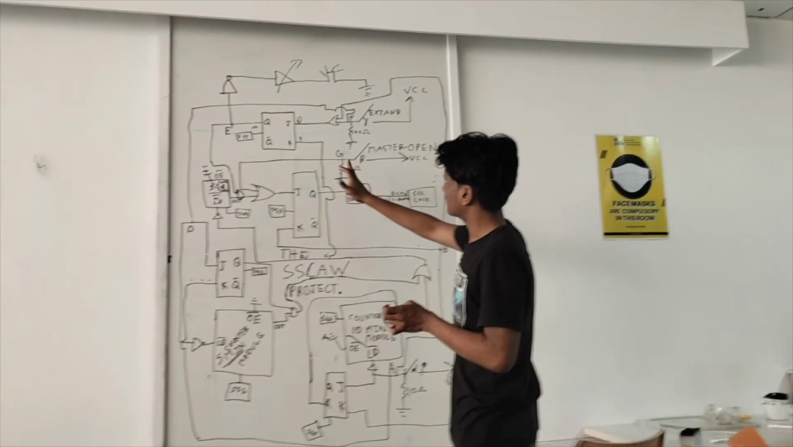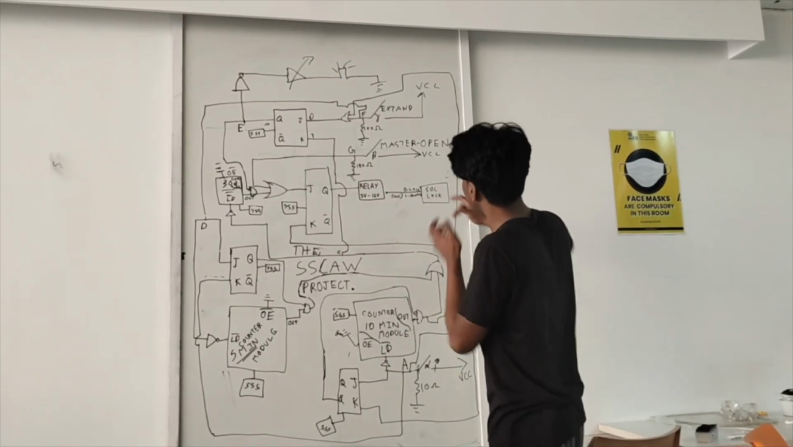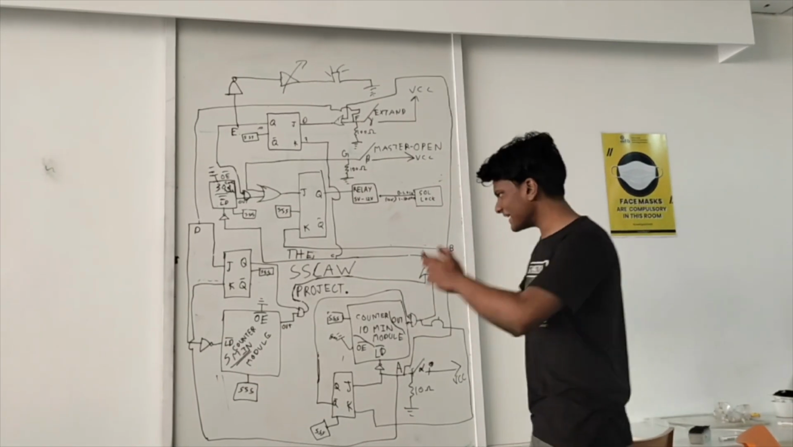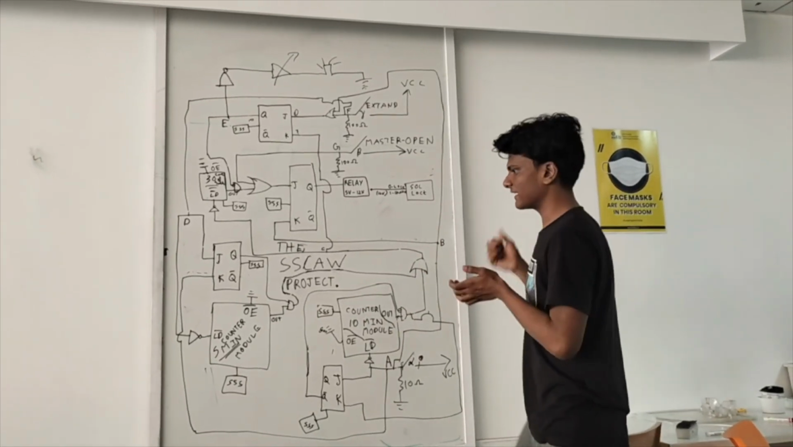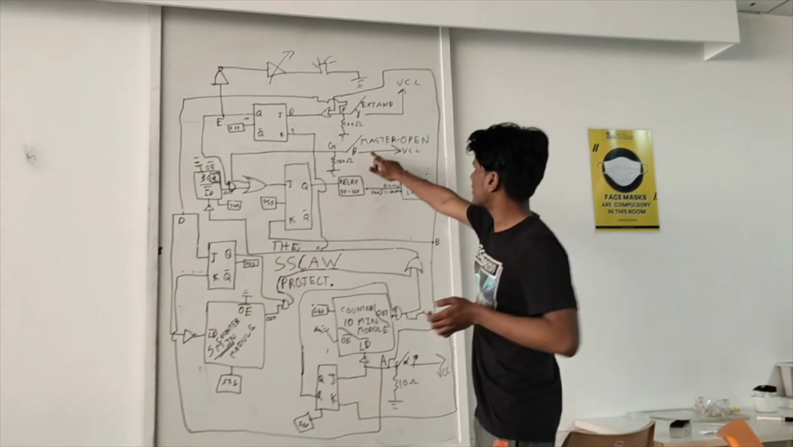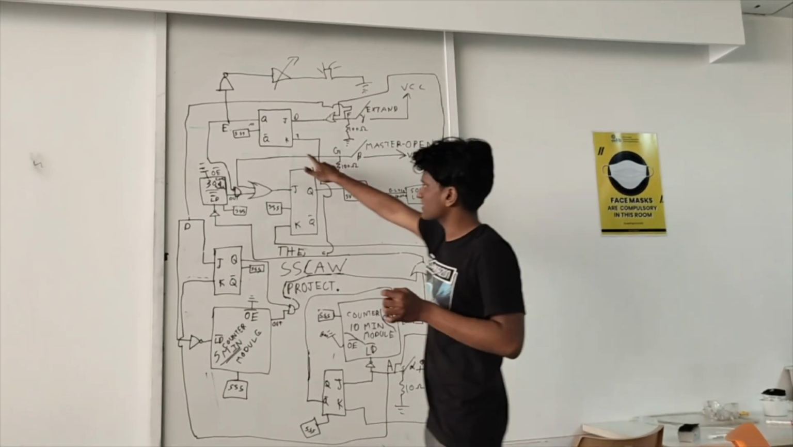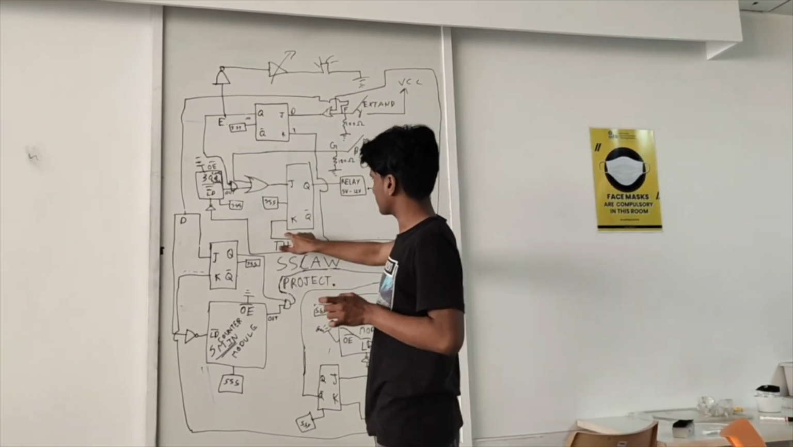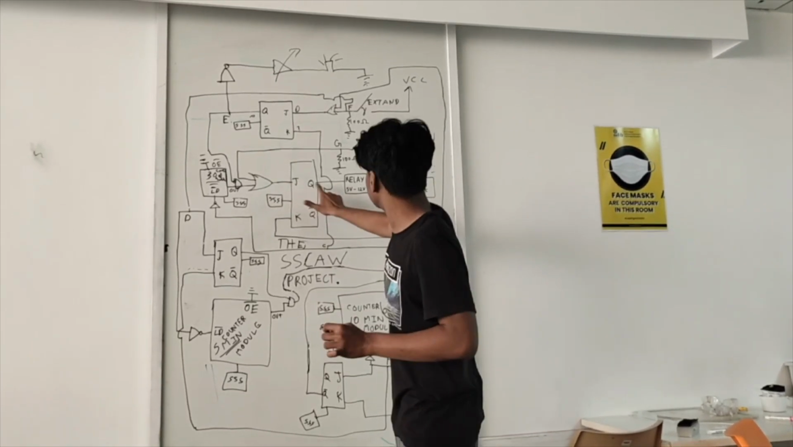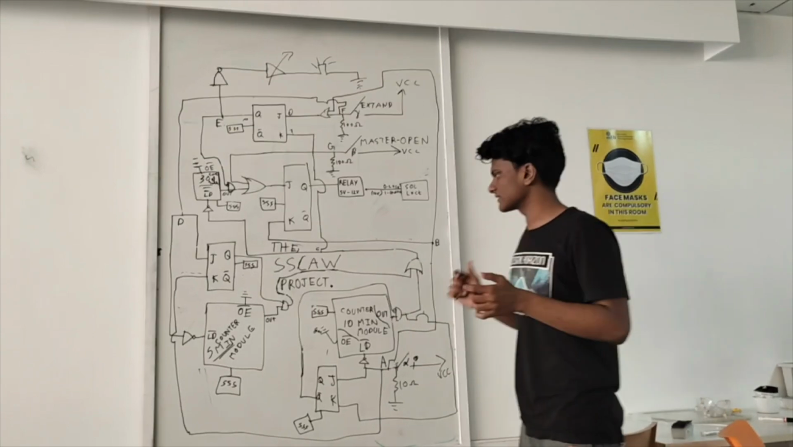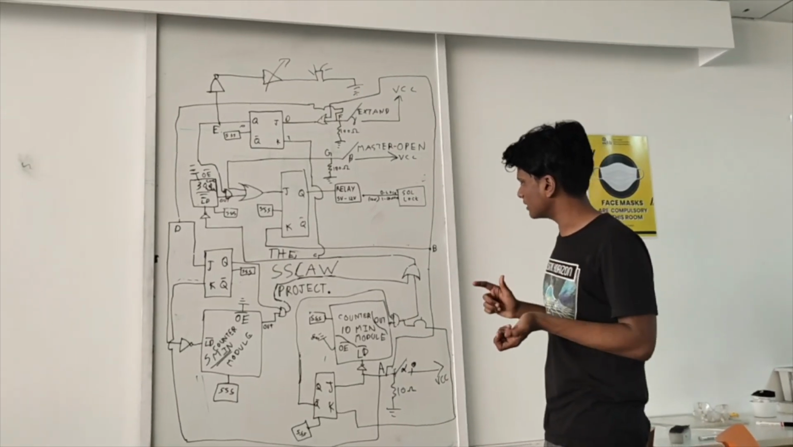And the last thing that we have to see is the master open. At any time in between all this, if the person is done and wants to open it manually, he can always press this master open. At master open, this becomes 1, the K is always 0, so J is set to 1, and Q will become 1, and it will unlock it. So this is how the locking and unlocking works.